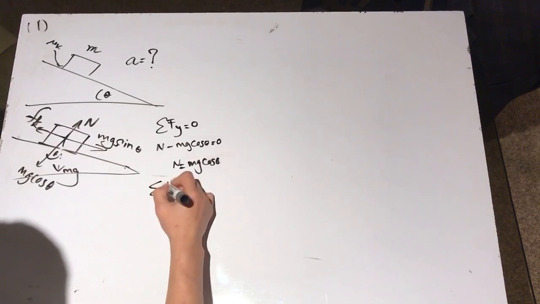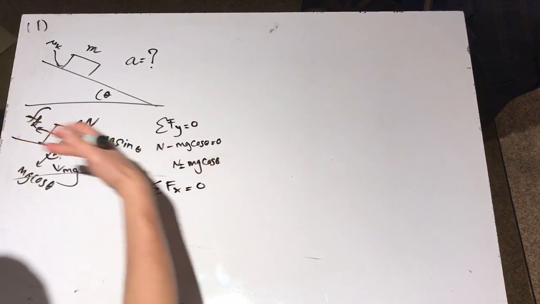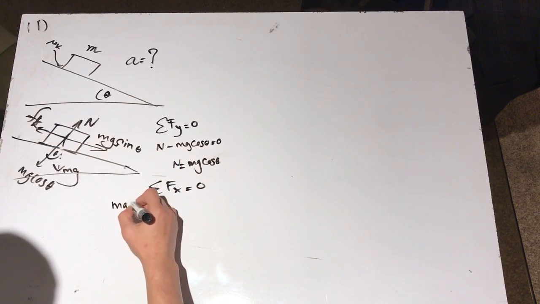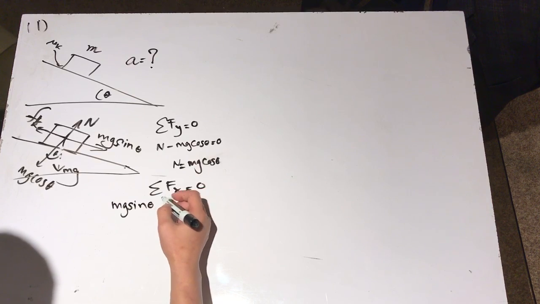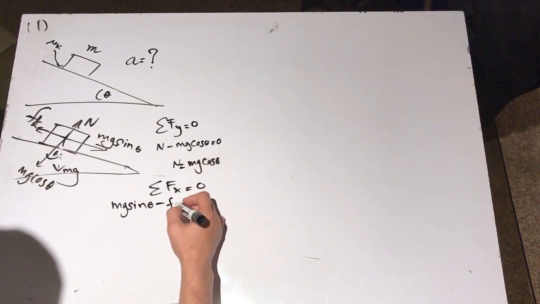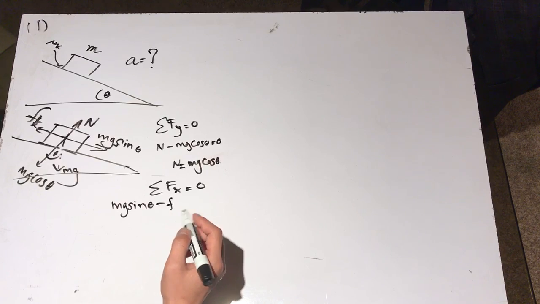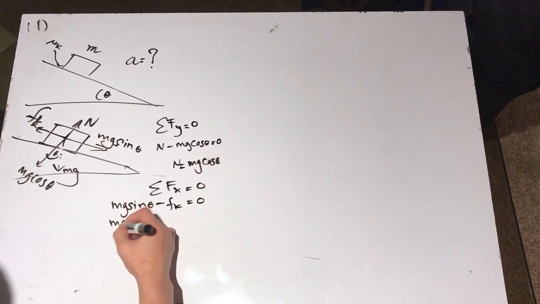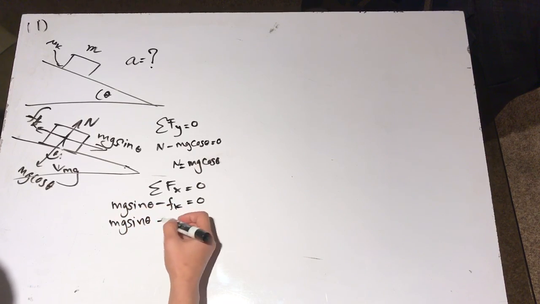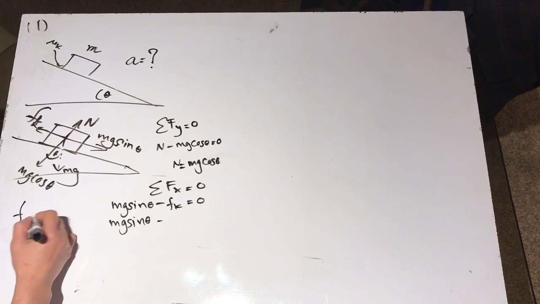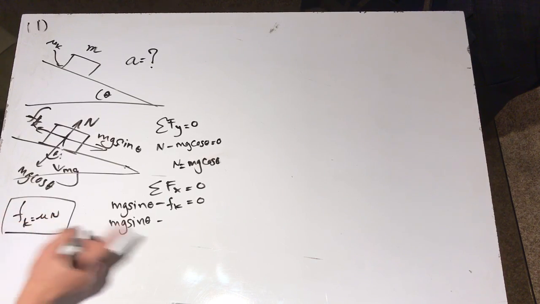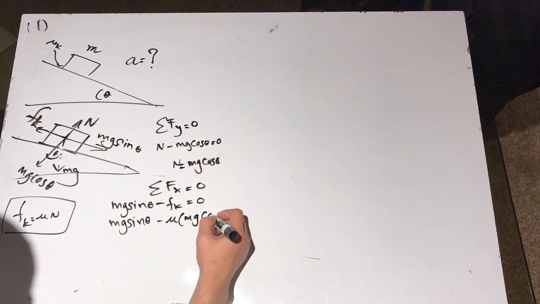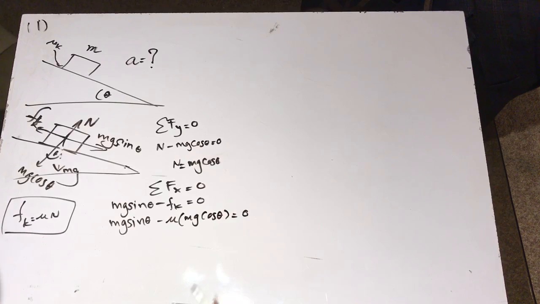Now we're going to apply sigma F in the x direction, which is parallel to the plane. How many forces do you have? You have the weight component already incorporated with the angle, mg sine theta, minus Fk is equal to 0. Then I'm going to replace the frictional force with mu N. So I will have mg sine theta minus mu, and my N is actually mg cosine theta, is equal to 0.